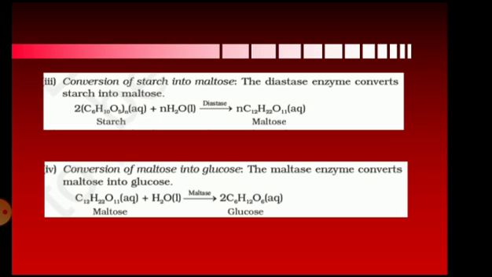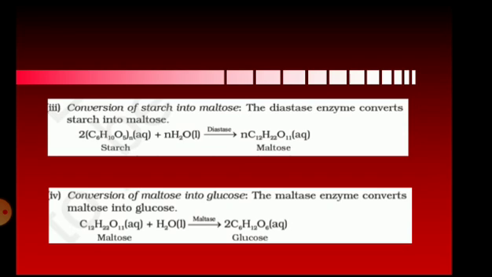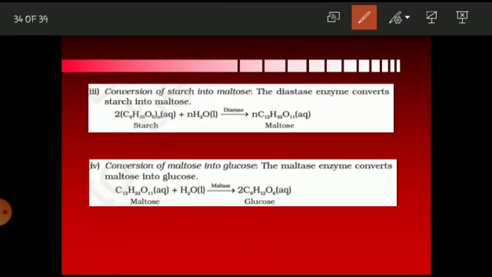Maltase. Sometimes the name of the enzyme is derived from the name of the reactant. Here we have the reactant as maltose, therefore we are naming the enzyme maltase. Maltose has the formula C12H22O11 and it is converted into 2 moles of glucose by using the enzyme maltase. So sometimes the name of the enzyme is derived from the name of the reactant. That also you have to remember.